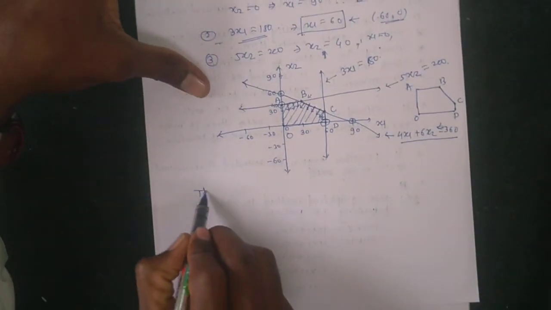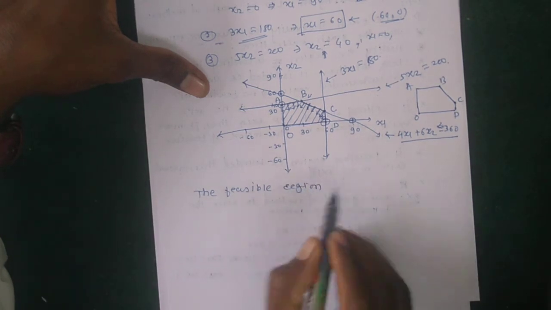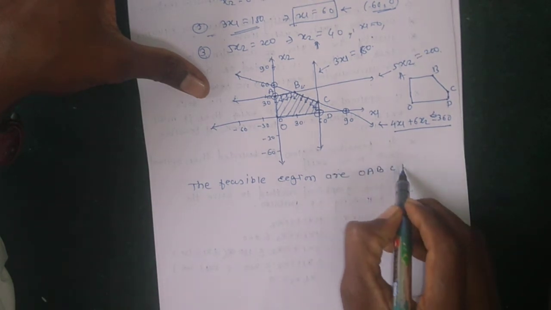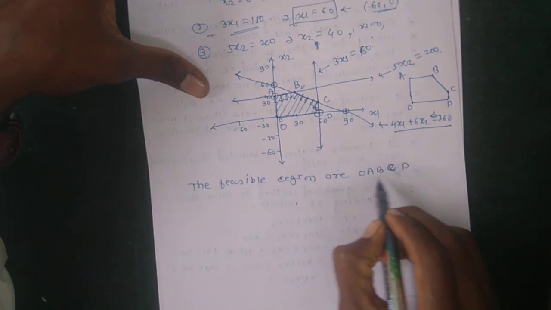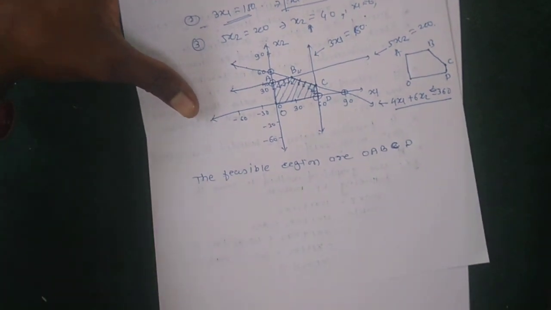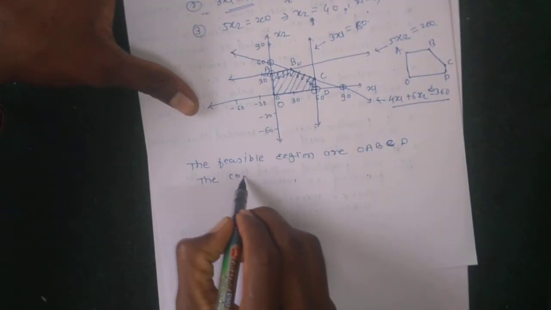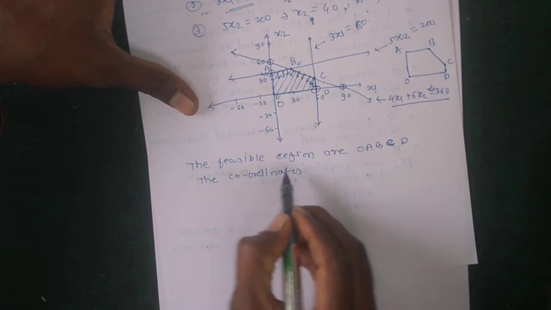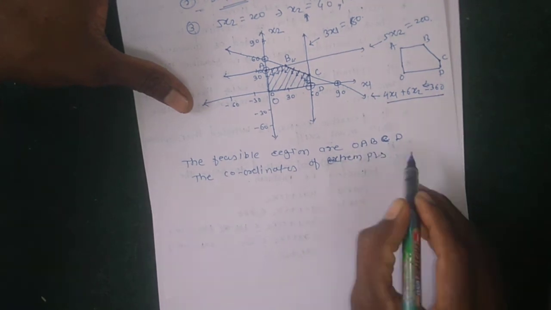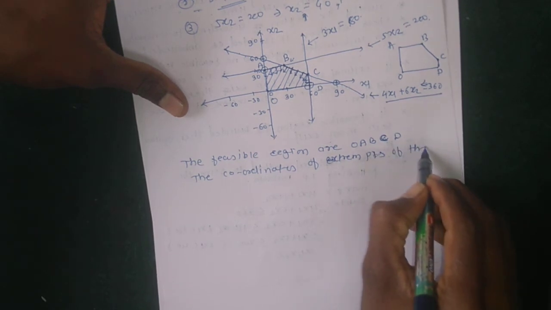Here the feasible region is O, A, B, C and D. All are combined, O, A, B, C, D. This is the feasible region, and the coordinates of all of these are the coordinates of the extreme points of the feasible region.